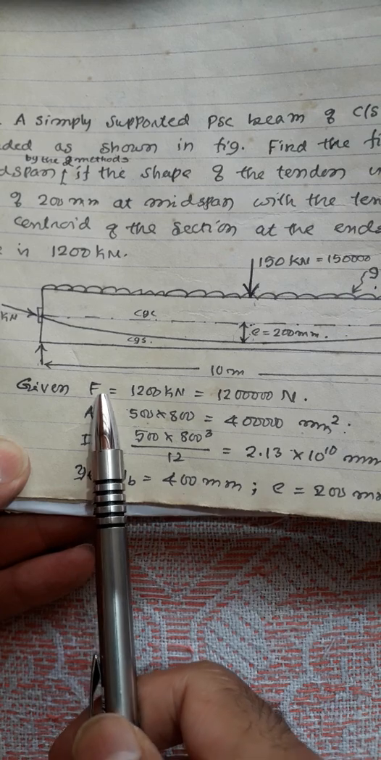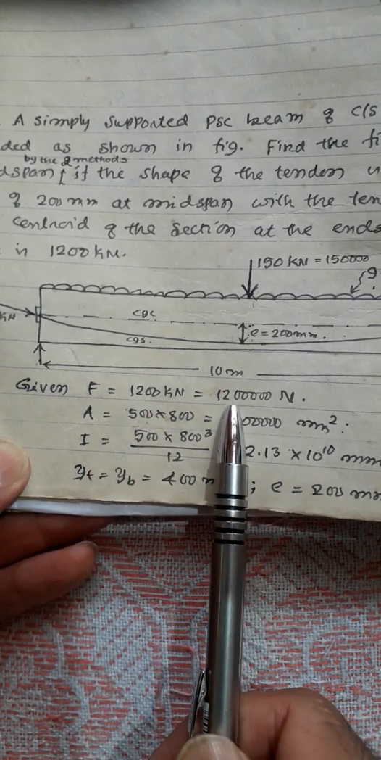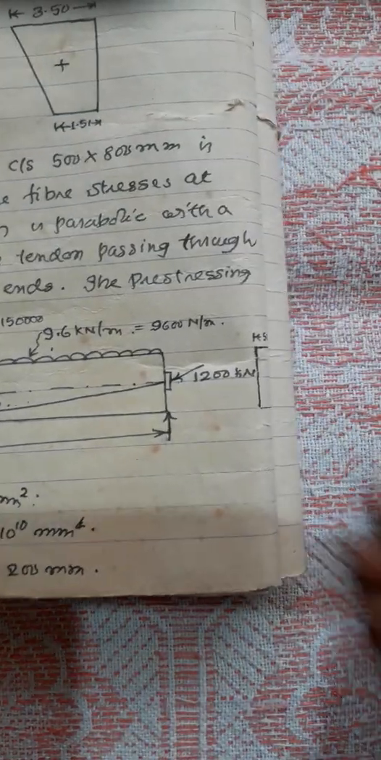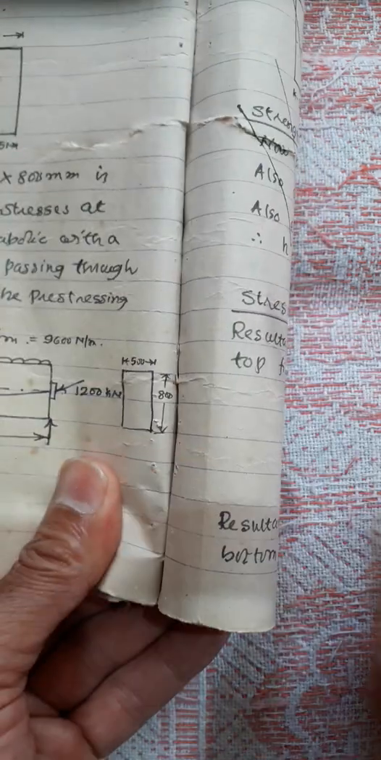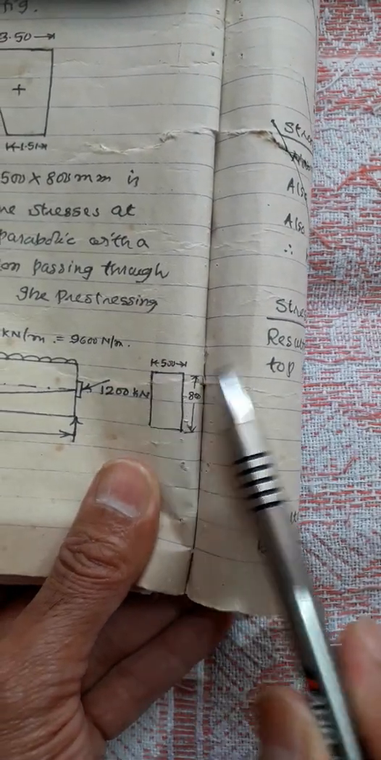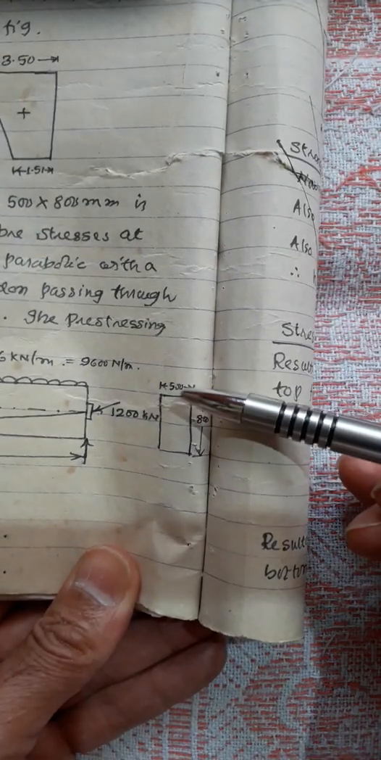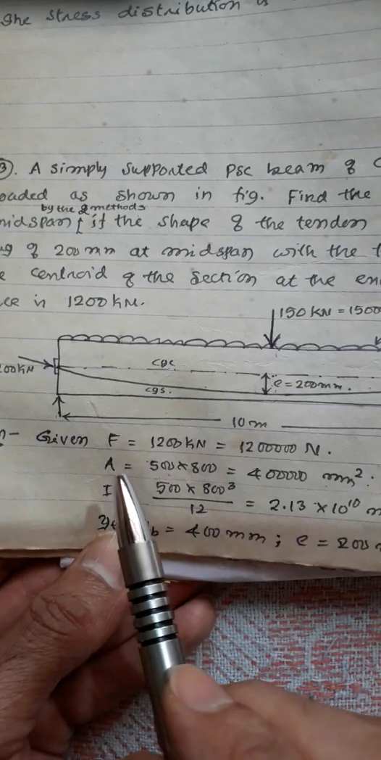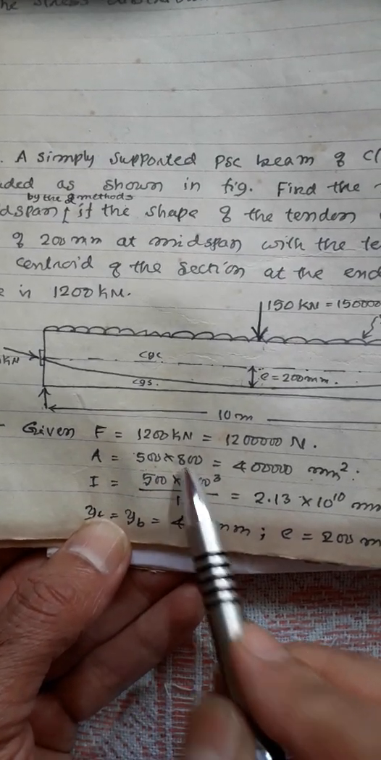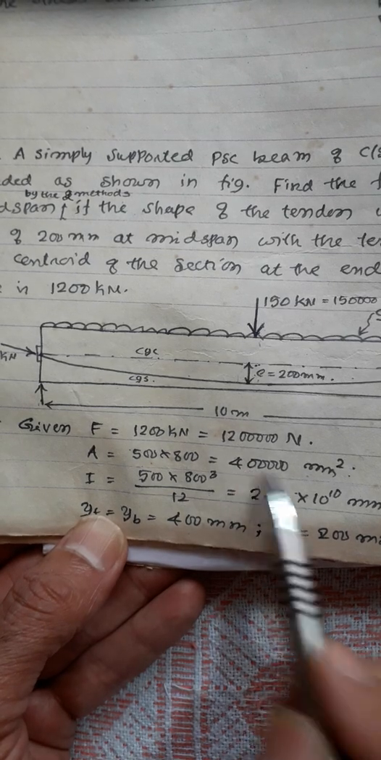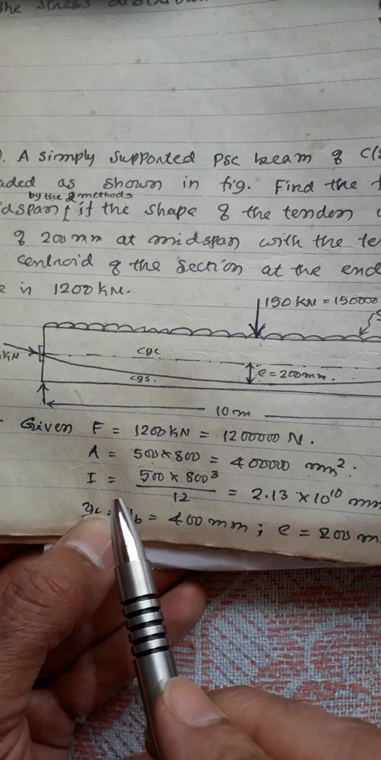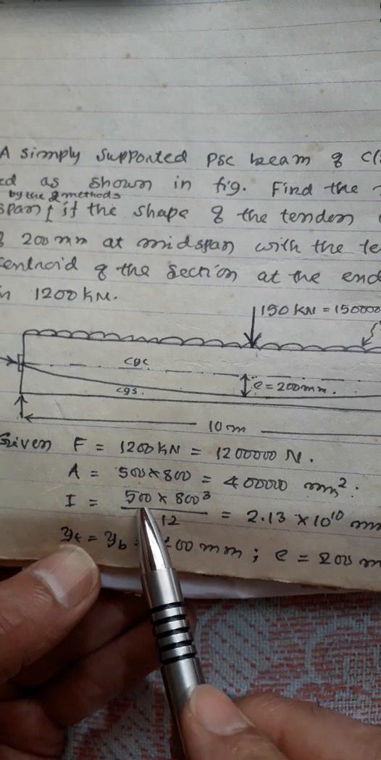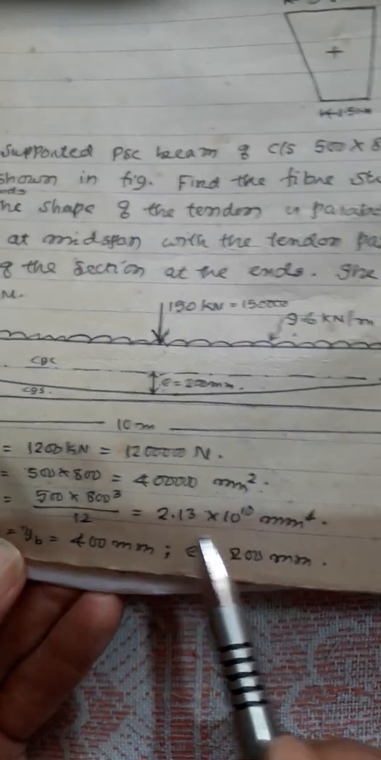Given the pre-stressing force F is 1200 kilonewton, so it is 1200 into 1000 newtons. Area we can easily calculate. It is 300 mm by 500 mm. Excuse me, 500 mm by 800 mm is the cross sectional area. So area is 500 mm into 800 mm, which is 4 lakh mm square. Similarly, I can calculate the moment of inertia. It is BD cube by 12, that is 500 into 800 mm cube divided by 12. It will give you so much.